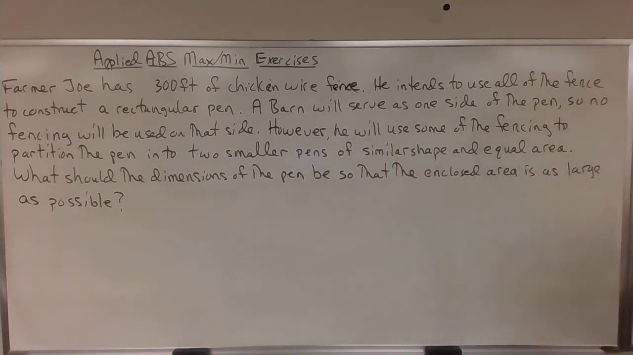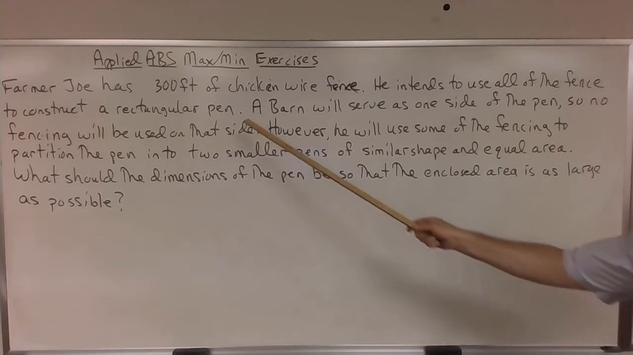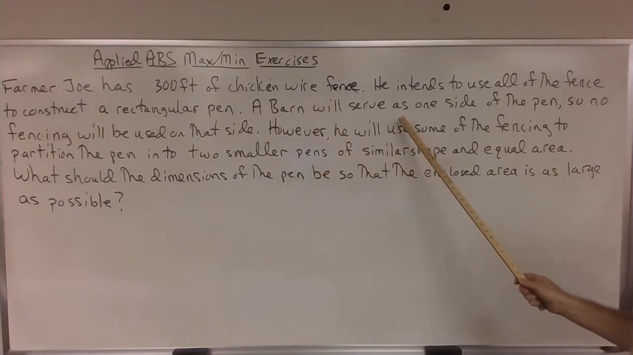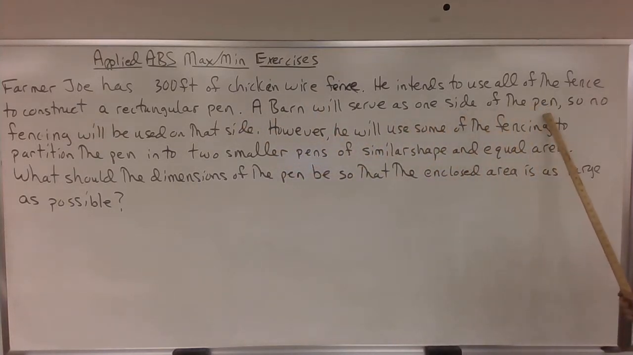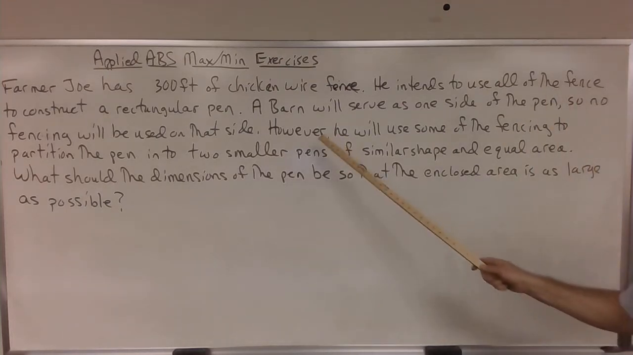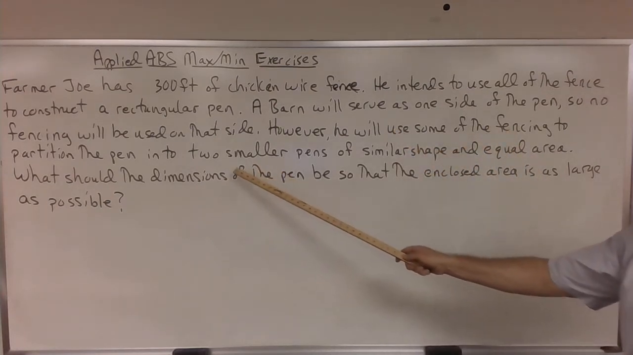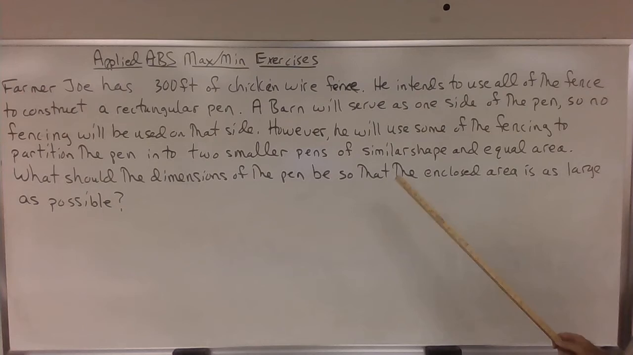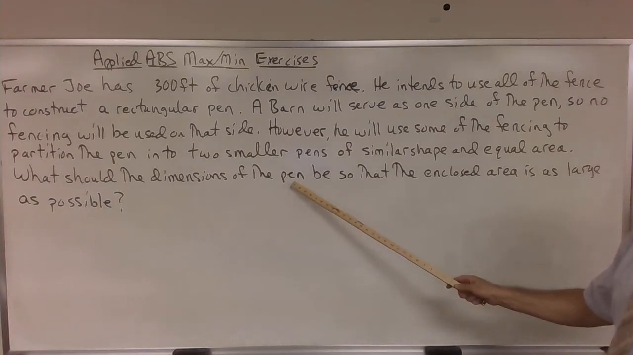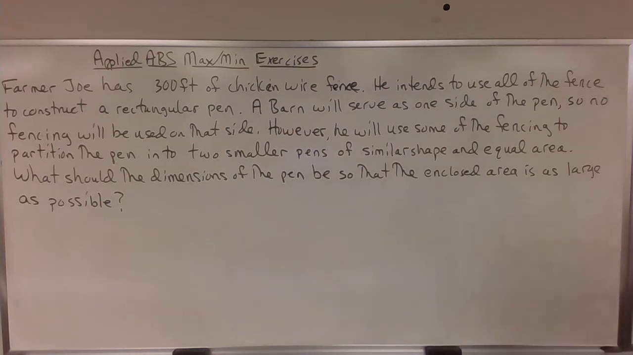He intends to use all of the fence to construct a rectangular pen. A barn will serve as one side of the pen, so no fencing will be used on that side. However, he will use some of the fencing to partition the pen into two smaller pens of similar shape and equal area. What should the dimensions of the pen be so that the enclosed area is as large as possible?